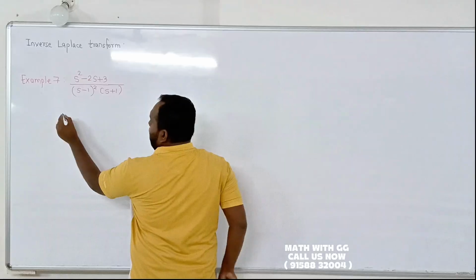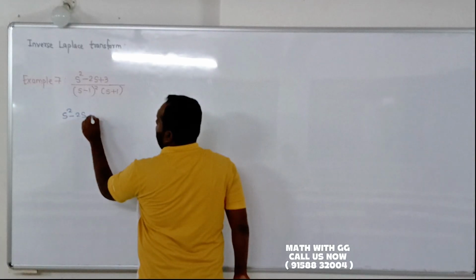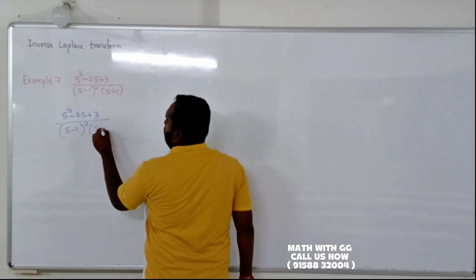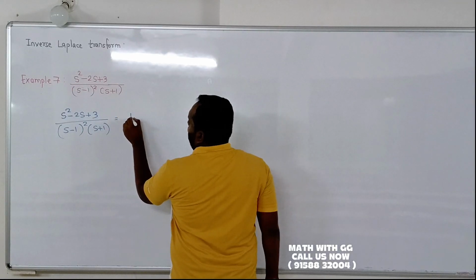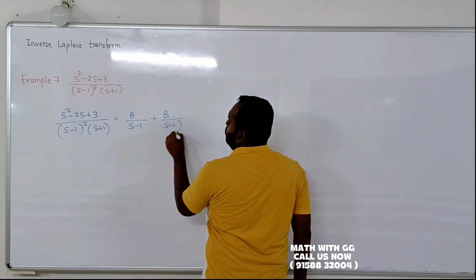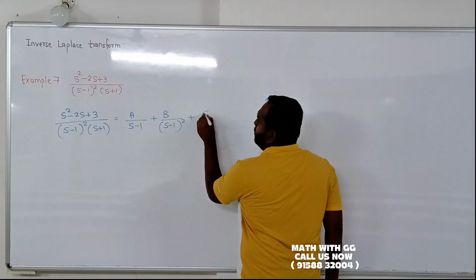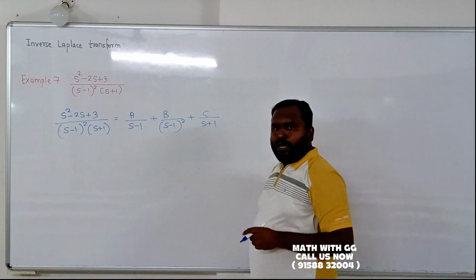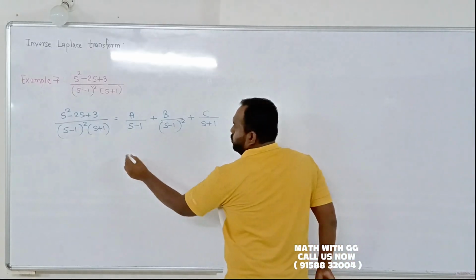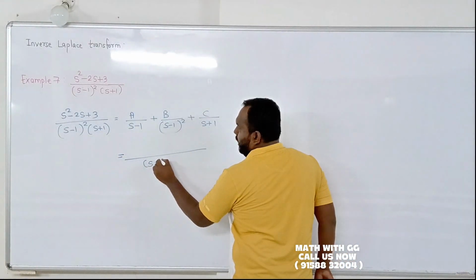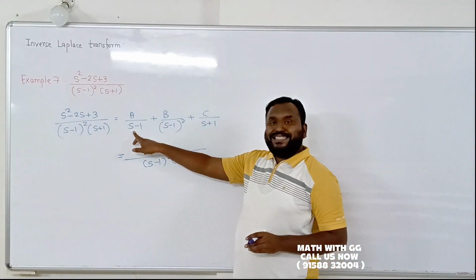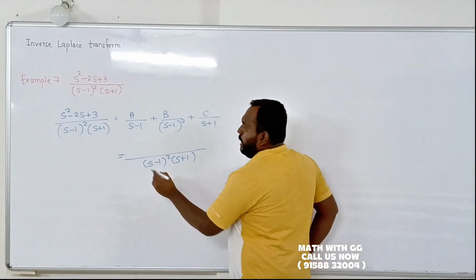Hence, this can be written as (s² − 2s + 3) upon (s − 1)² into (s + 1) equal to A upon (s − 1) plus B upon (s − 1)² plus C upon (s + 1). Now, let us take the LCM of the denominator as (s − 1)² into (s + 1). So, we get in the denominator (s − 1)² into (s + 1). Now for the first term, the missing term is (s − 1) into (s + 1). Let us multiply with A.